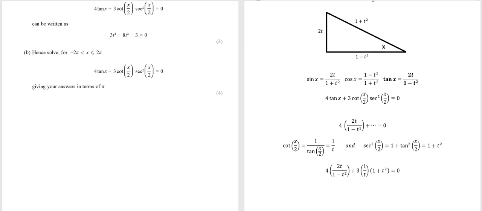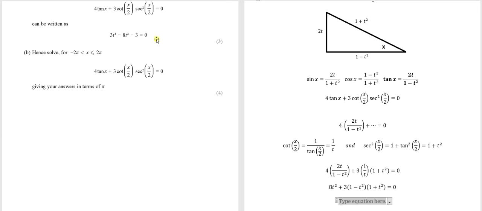This is going to take a bit more simplifying to get it in the required form, but the first thing to notice is that you've got fractions, so we can multiply by their denominators. I'm going to multiply through by 1 minus t squared and by t. So 4 times 2t over 1 minus t squared, we lose the 1 minus t squared, we introduce a t, we're going to get 8t squared. For the next term, the t disappears, and we also get a 1 minus t squared term. We still have the 1 plus t squared from before, and we've got equals 0.